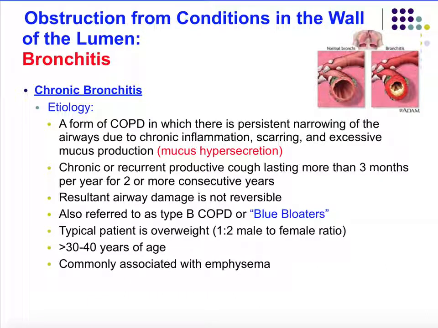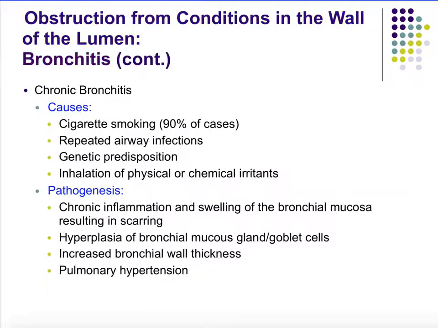And it's also known as type B COPD, or they are also known as blue bloaters. And they're known as blue bloaters because they are going to be cyanotic, so they'll turn blue. And the patient typically is overweight, and there's a 1-to-2 male to female ratio. And it's more common in those over the age of 30 to 40, and it's also commonly associated with our other COPD, which is emphysema.